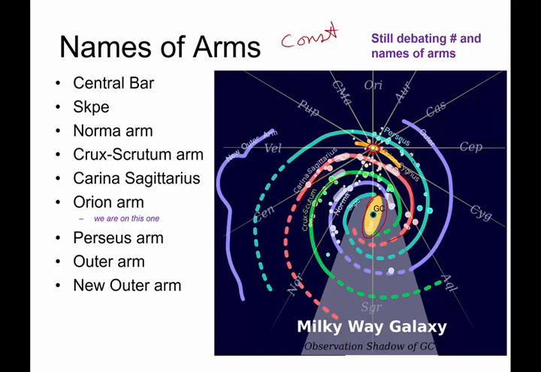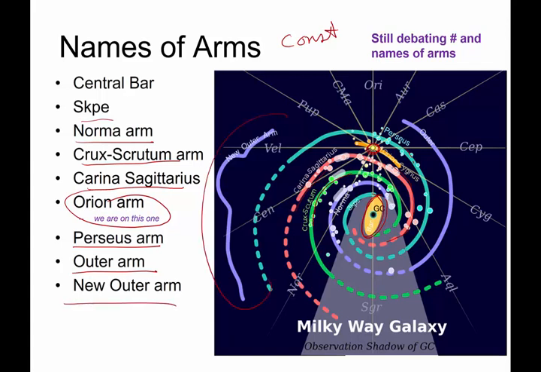So there are multiple arms of the Milky Way galaxy. Each one has a name. The central bar, we'll talk more about that later, the Scutum arm, the Norma arm, the Crux Scutum arm, the Carina Sagittarius, the Orion arm, the Perseus, the outer arm, and then because we found another outer arm, the new outer arm.